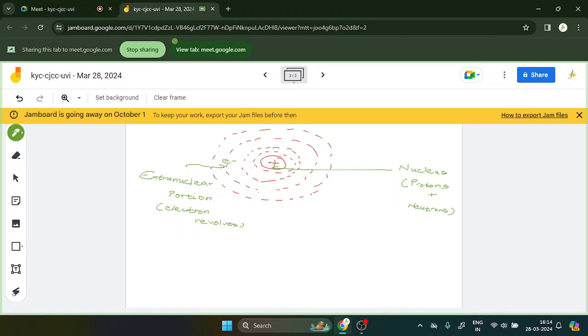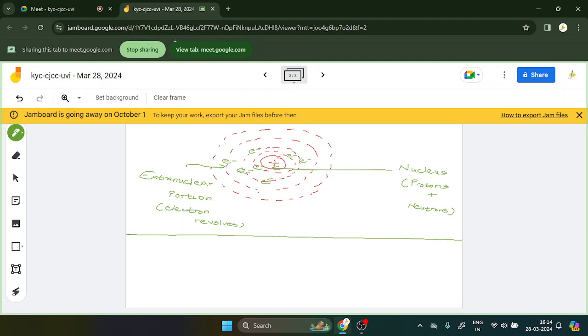And these are the fixed energy shells, like this. You don't need to draw all this, it was just for explaining.